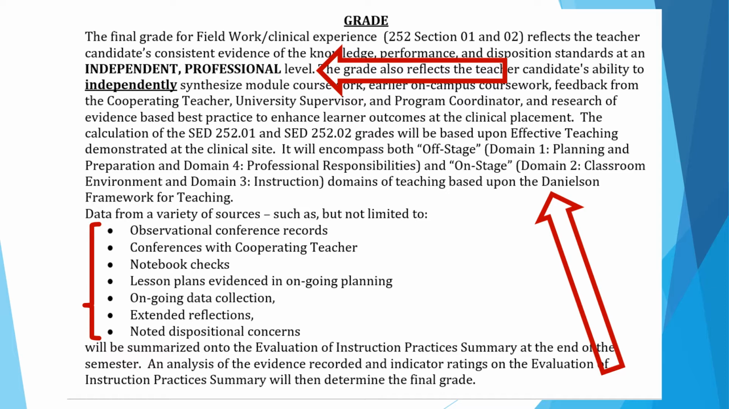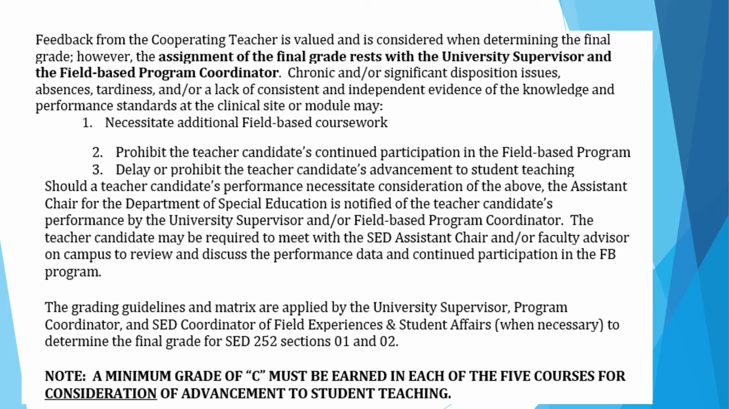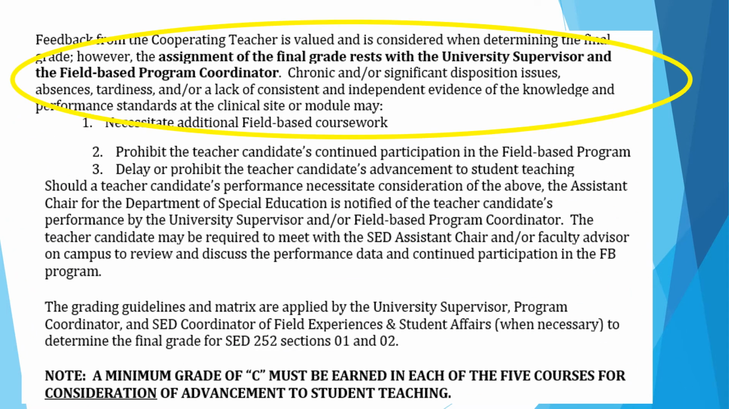An analysis of the evidence recorded and indicator ratings on each evaluation of instructional practices summary will then determine the final grade for each section at the end of the semester. Feedback from the cooperating teacher is valued and considered when determining the final grade. However, the assignment of the final grade rests with your university supervisor and your field-based program coordinator.